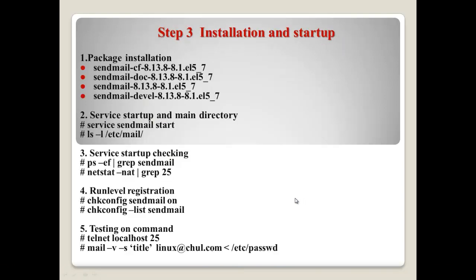Okay, first, installation and startup. In this video, I will show you how to set up the mail server using Sendmail. For the package installation, you need these packages. After installation, you need to start it like this: service sendmail start. And after that, you need to check ls -l /etc/mail. Normally, Sendmail saves all configuration files in this directory. And after that, you need to check the process and port number. Normally, Sendmail uses port number 25. And if you need to register Sendmail to run at boot, you can use chkconfig like this.